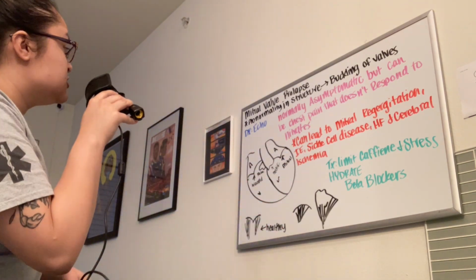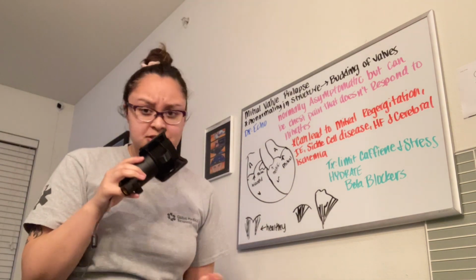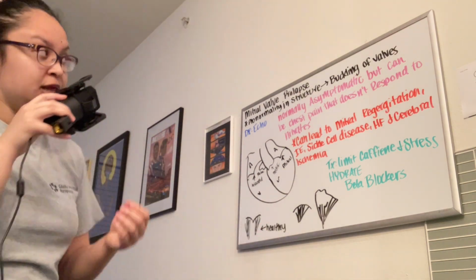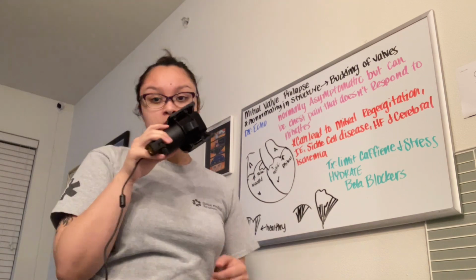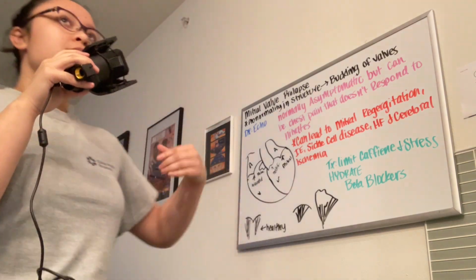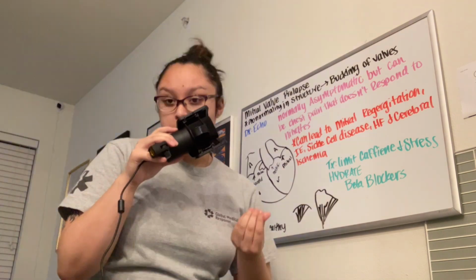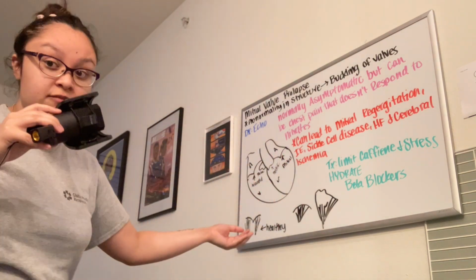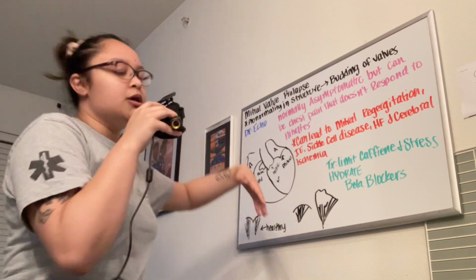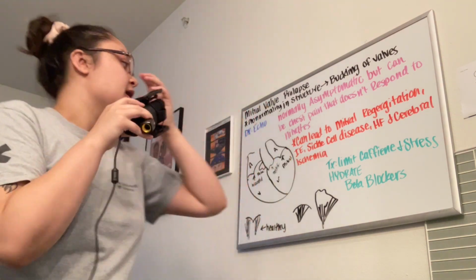The way we can diagnose this is with an echo. As far as signs and symptoms go, they're normally asymptomatic, but they can present with chest pain that doesn't respond to nitrates. Now, with that being said, mitral valve prolapse can obviously lead to mitral regurgitation because these buckling valves are causing blood to go back up into that atrium.